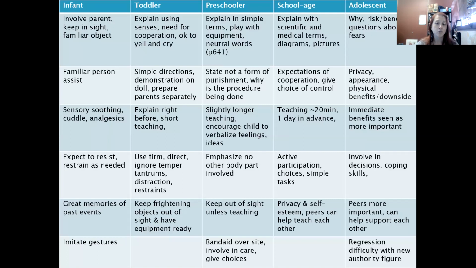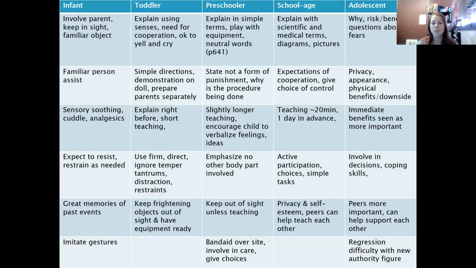Really emphasize that other body parts are not going to be harmed, like we're only touching this piece or only doing this part. With that active imagination, that magical thinking, they think that all their insides are going to leak out. So things like Band-Aids make everything better at that age.